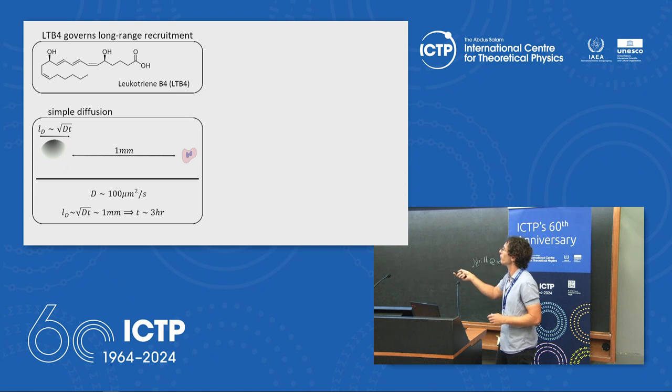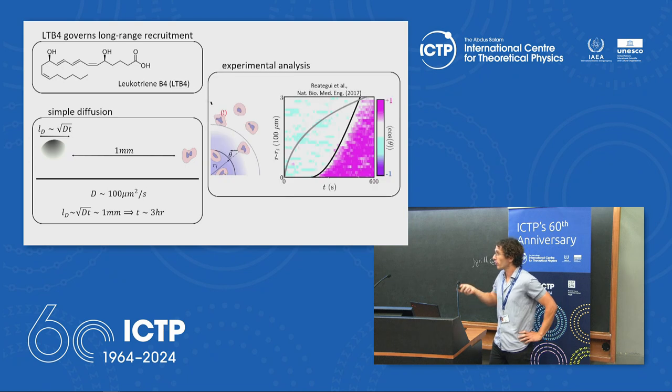And if you take the diffusion constant of a small molecule like LTB4 and ask how long it takes to recruit from a millimeter away, you get a prohibitively long time of a couple of hours, inconsistent with the experiments. And furthermore, if you look at the shape of this information front that I showed in the previous slide, diffusion would predict a square root of time dependence, so something concave, while the data showed something convex.